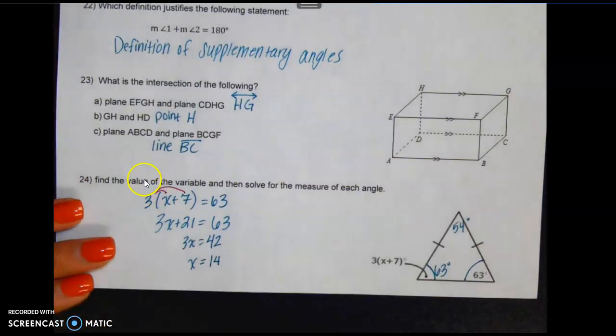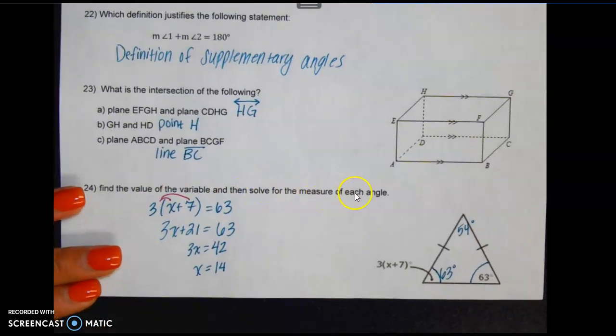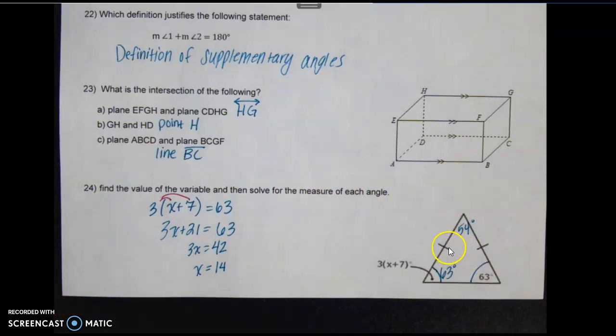24, find the value of a variable and then solve for the measure of each angle. It gives us an isosceles triangle. Remember, isosceles triangles have two congruent side lengths and two congruent base angles. So if this angle is 63, so is the other base angle. So I've got a problem. 3 times x plus 7 equals 63. Now, be really careful. Make sure you distribute that 3 all the way throughout. 3x plus 21 equals 63. Solve for x and you get 14.